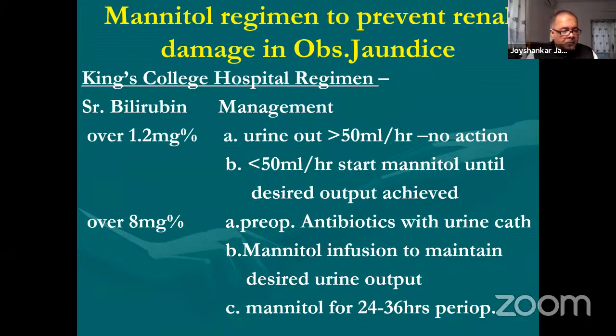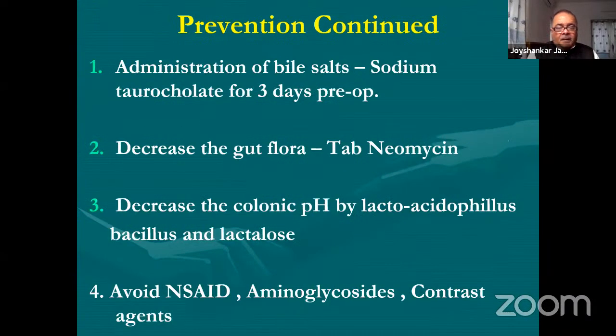causing the renal damage. Then comes administration of bile salts, sodium taurocholate, 3 days preoperatively, to decrease the gut flora, oral neomycin, decrease the colonic pH by lactobacillus and lactulose, and avoid giving NSAIDs, aminoglycosides, and contrast agents. Why I'm saying the contrast agent? Because these days patients go for various MRIs with contrast studies like MRCP and all. They push in a lot of contrast.